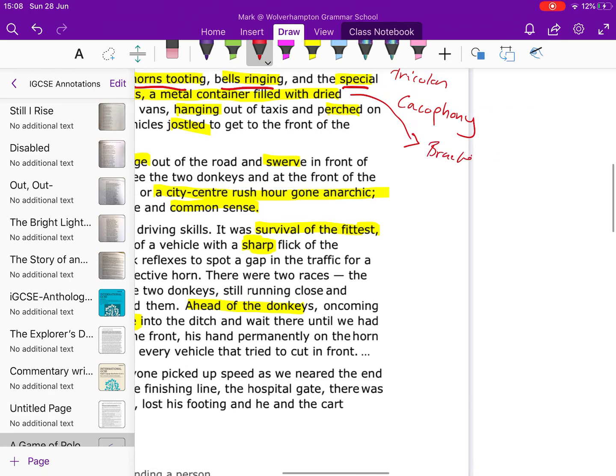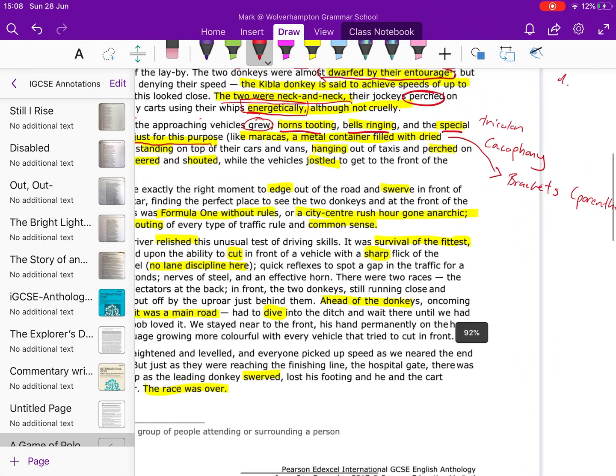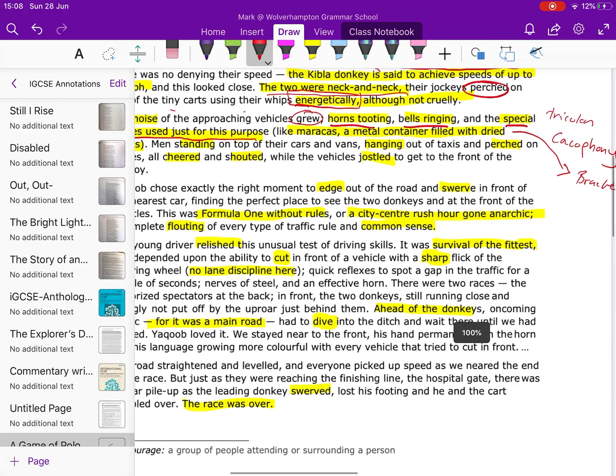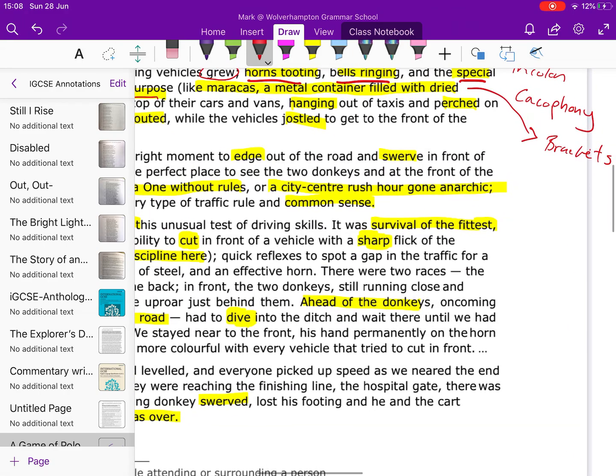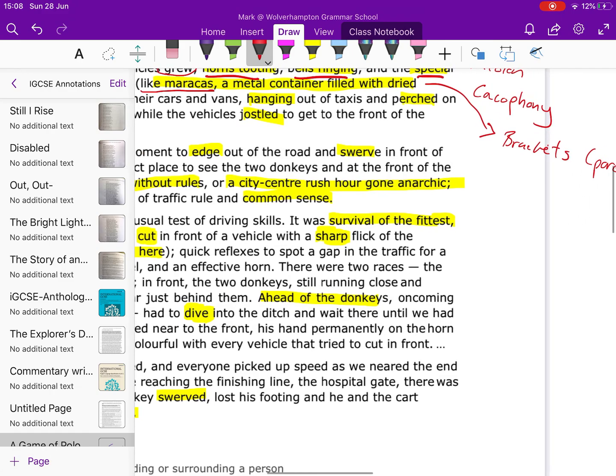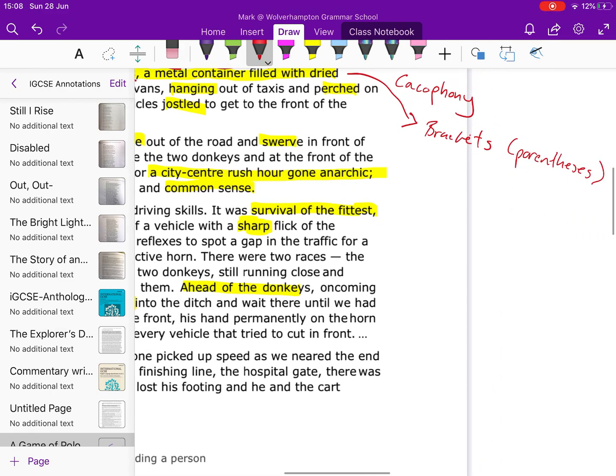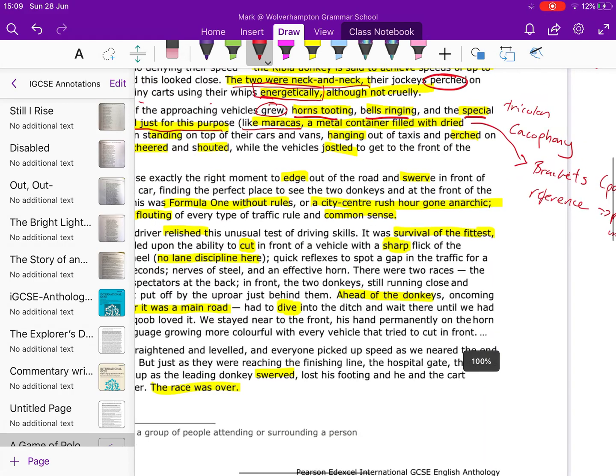So again, back to structure now. So we have brackets, or sometimes we can call them parentheses. And parentheses just means you add something extra. You add an extra detail. And what she does is she explains what the special rattles are. And she uses the comparison, they're like maracas. So she gives us a reference we would understand to help us work out what she means by these rattles. And the reference helps us picture and understand this culture a little bit more.